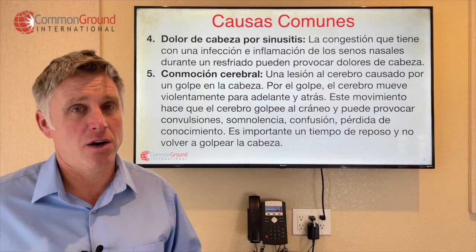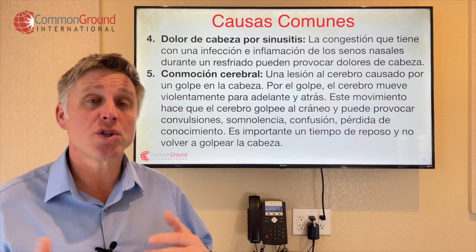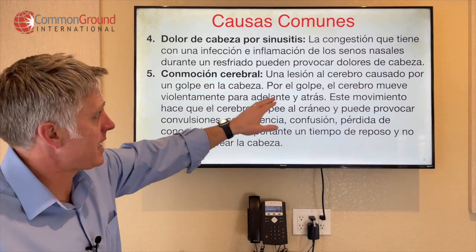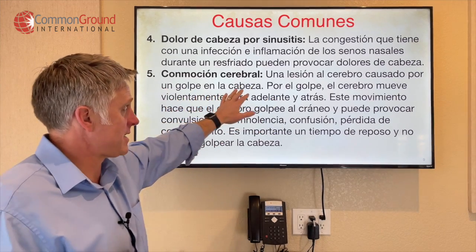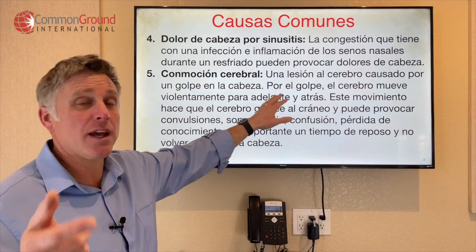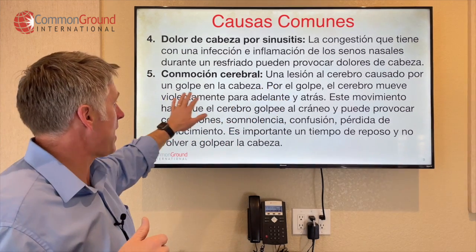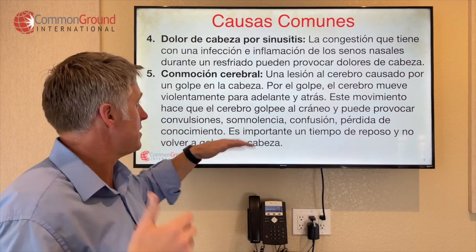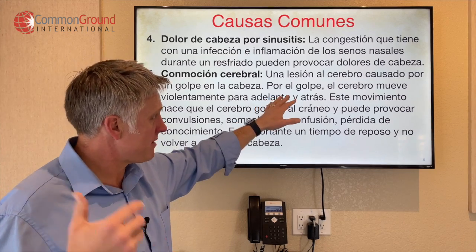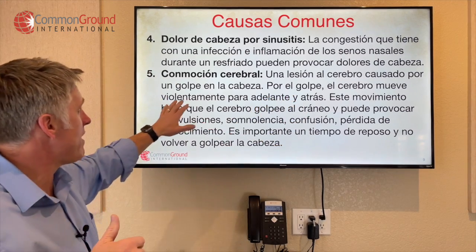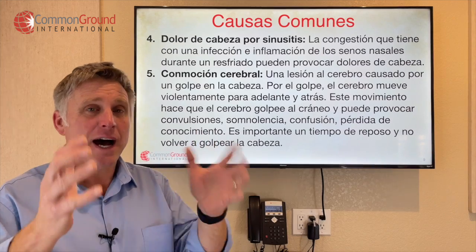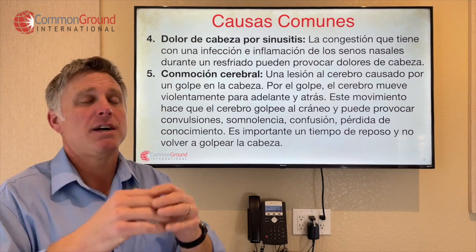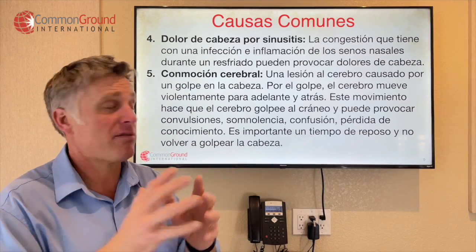Conmoción cerebral. Okay, this is a biggie. Conmoción cerebral, concussion. Una lesión al cerebro causada por un golpe en la cabeza. So this is an injury in the brain caused by some sort of hit or bump or trauma to the head. Por el golpe, because of this impact, el cerebro mueve violentamente hacia adelante y atrás. So because of this impact, the brain moves violently back and forward.